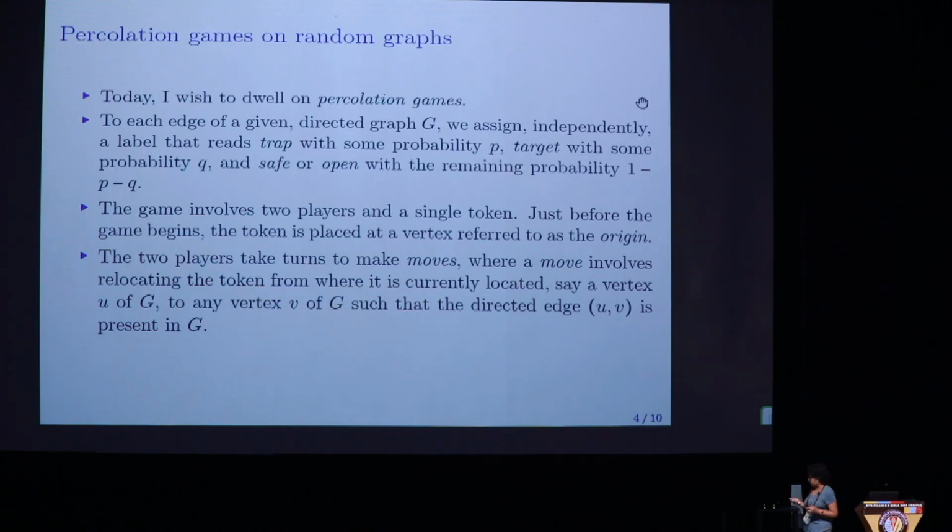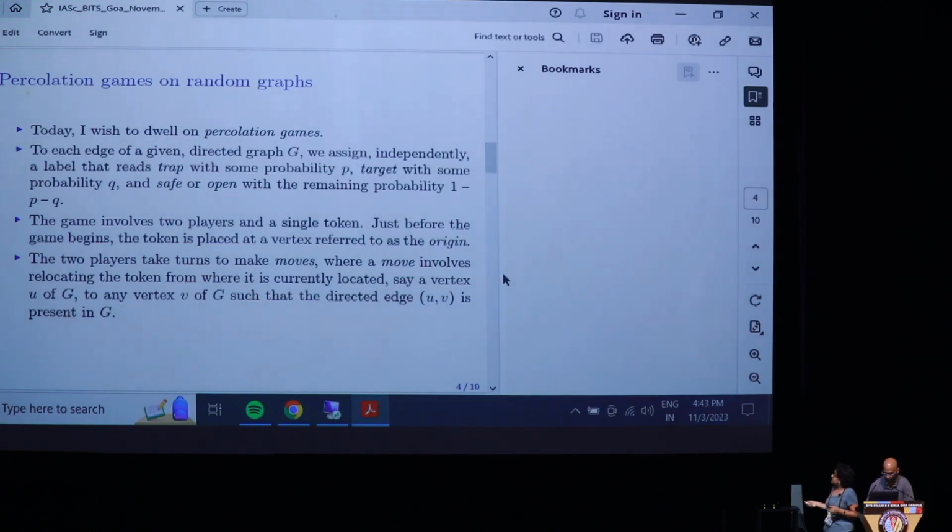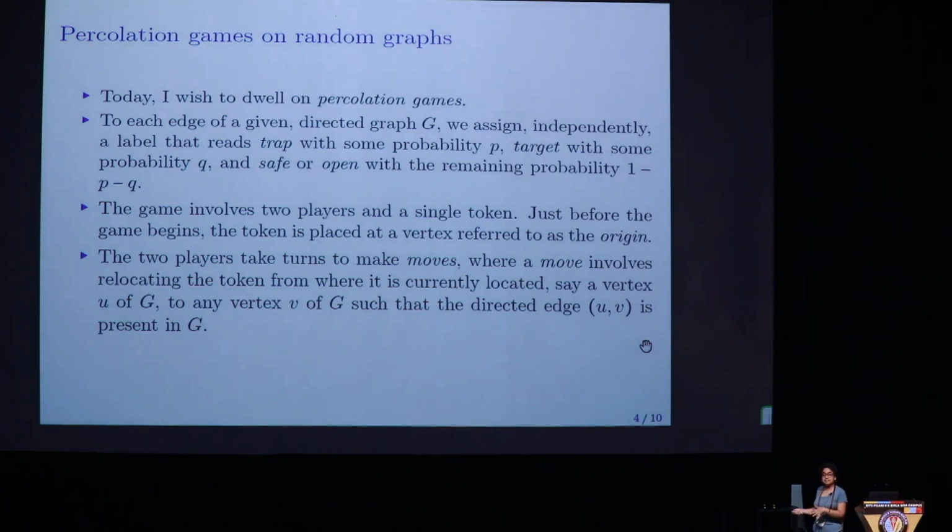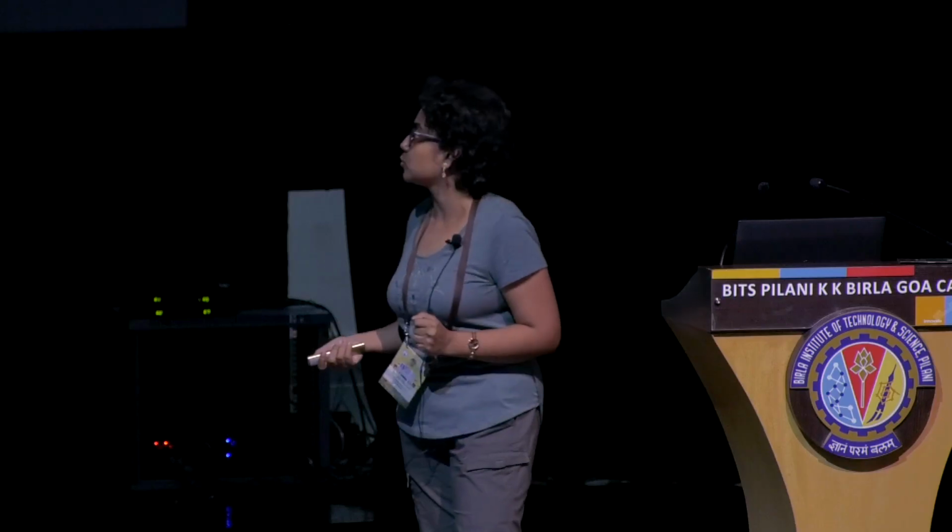So this adversarial nature is what makes the games really interesting and really different from just the processes. So in a percolation game, you have some directed graph G. I usually consider infinite lattices or infinite rooted trees. So every edge is labeled a trap with some probability P, which is of course between 0 and 1. It's labeled a target with probability Q. So it's labeled safe or open with the remaining probability 1 minus P minus Q, which tells you that P plus Q is less than or equal to 1.